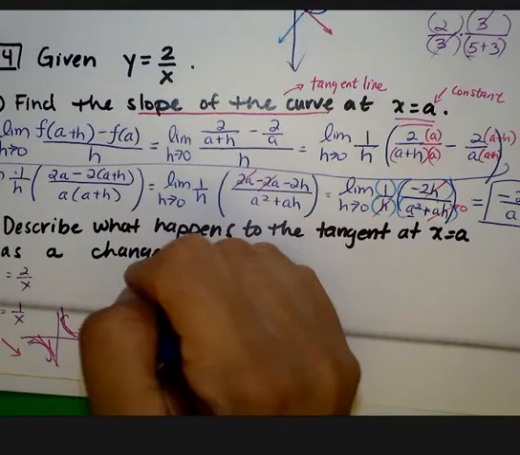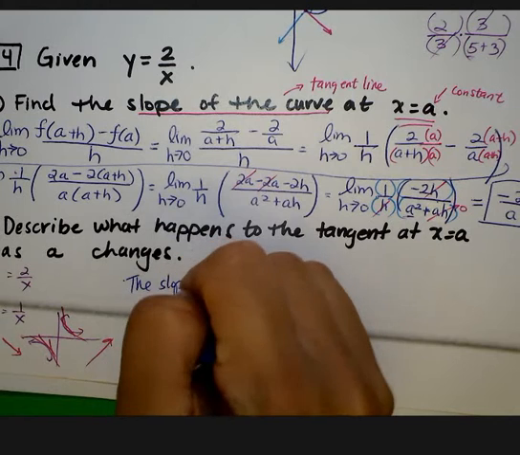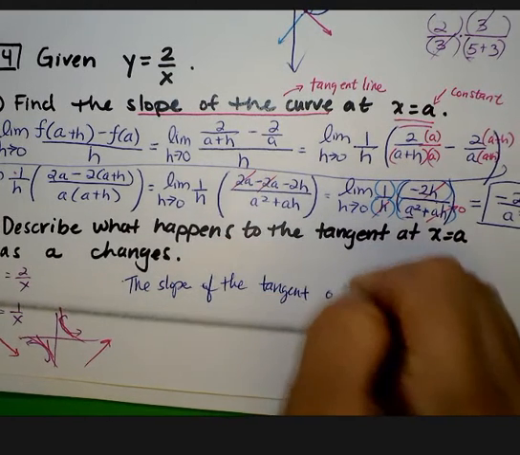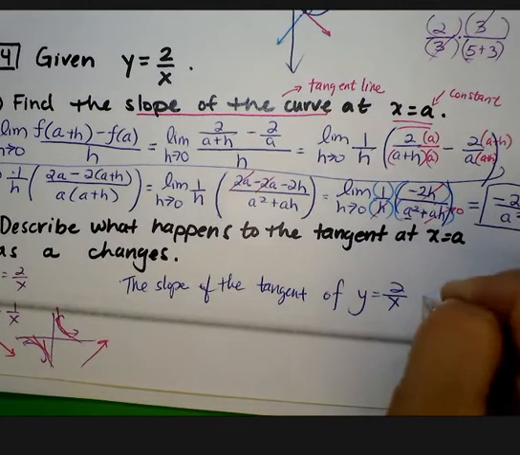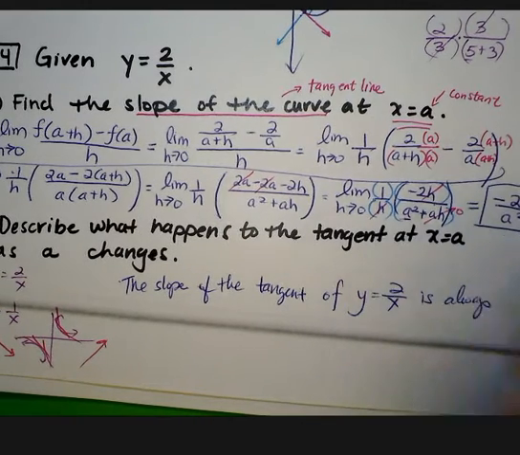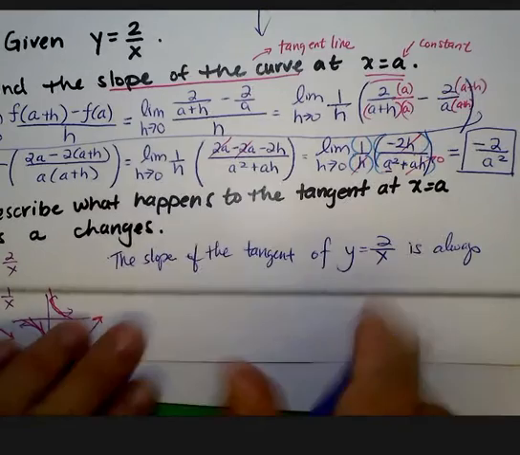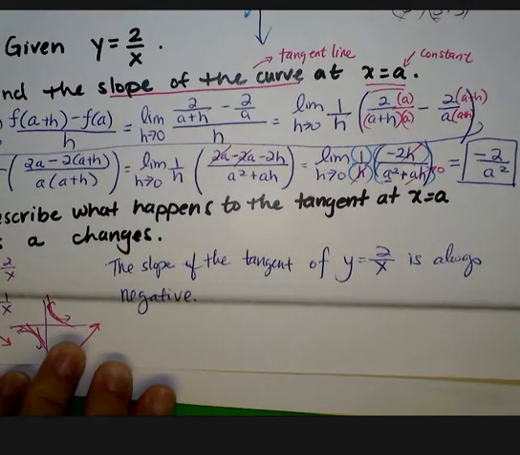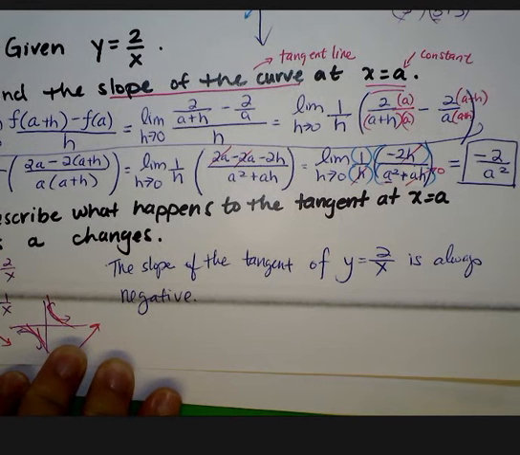The slope of the tangent of y equals 2 over x is always negative.